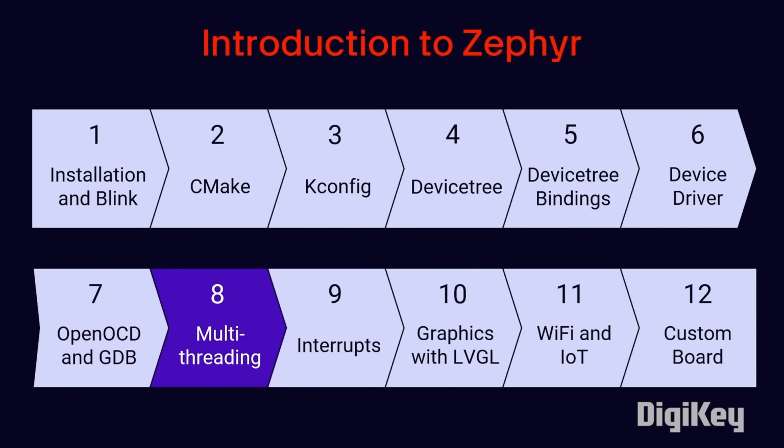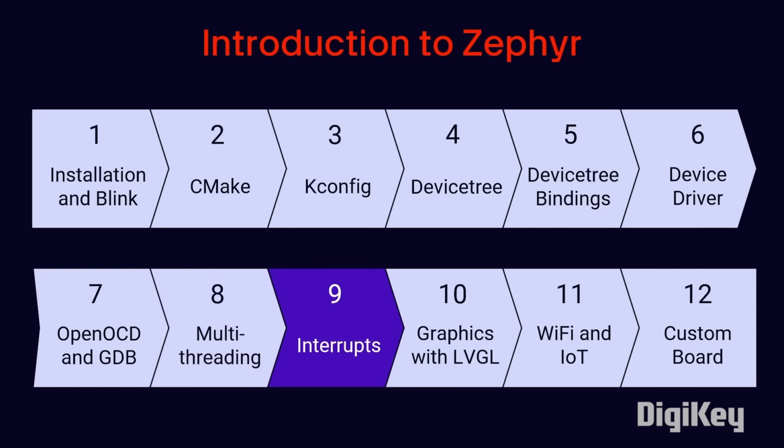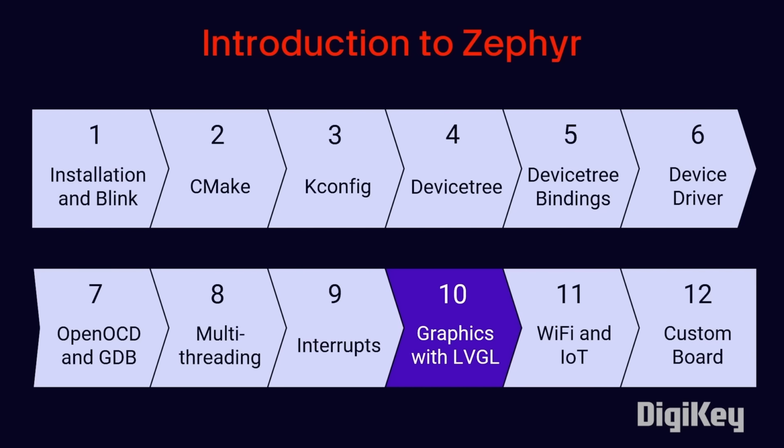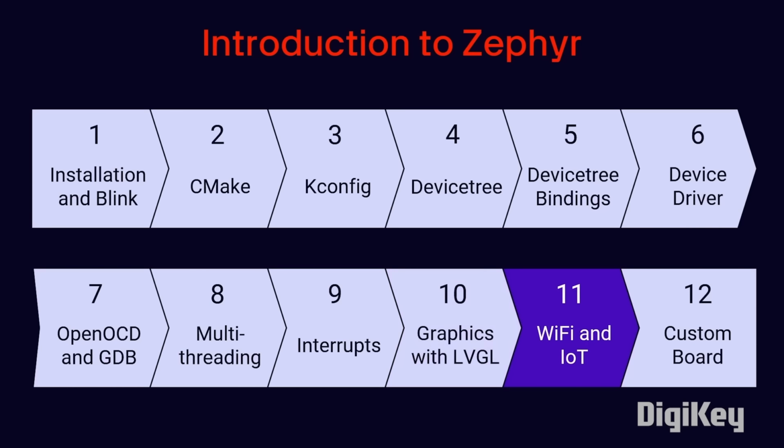I'll demonstrate how to configure threads, mutexes, and semaphores. But if you want to dive into multi-threading theory, I recommend checking out my Introduction to RTOS series. Next, we'll briefly go over interrupts, pin level changes, timers, and counters. We'll then look at the LVGL graphics library that ships with Zephyr and how to use it to draw things on a small LCD. After that, I'll demonstrate a simple Wi-Fi connection and HTTP GET request, which should open up the world of possibilities for creating IoT devices.